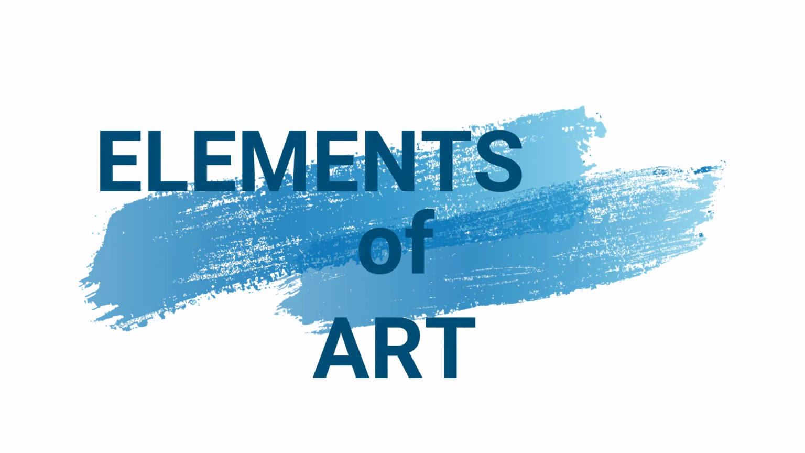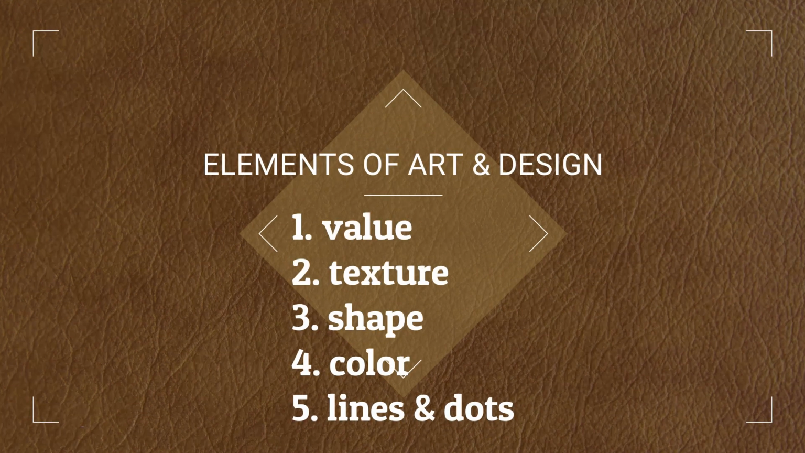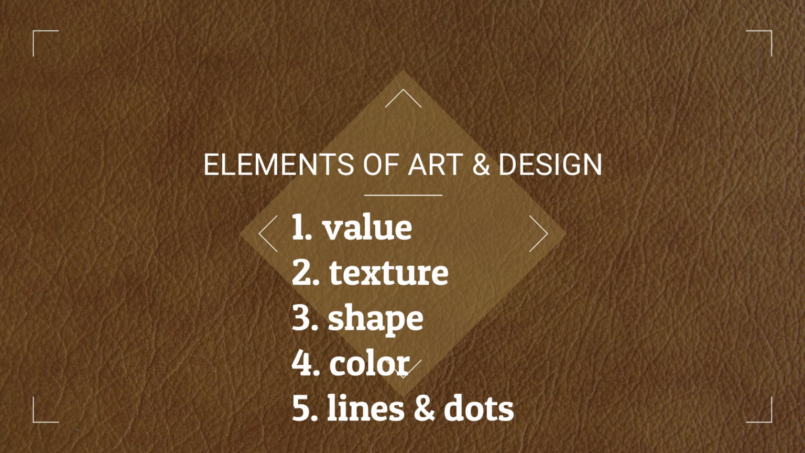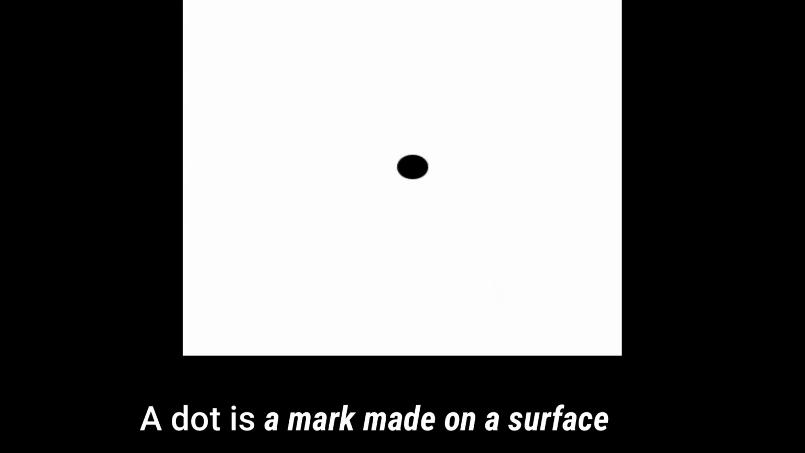All artwork is made up of elements and principles of art and design. No artwork can be composed without the use of these elements, and they are value, texture, color, shape, lines, and dot. That's why these elements are known as the basic building blocks of artworks. A line is a continuous mark made on a surface, while a dot is a mark made on a surface.